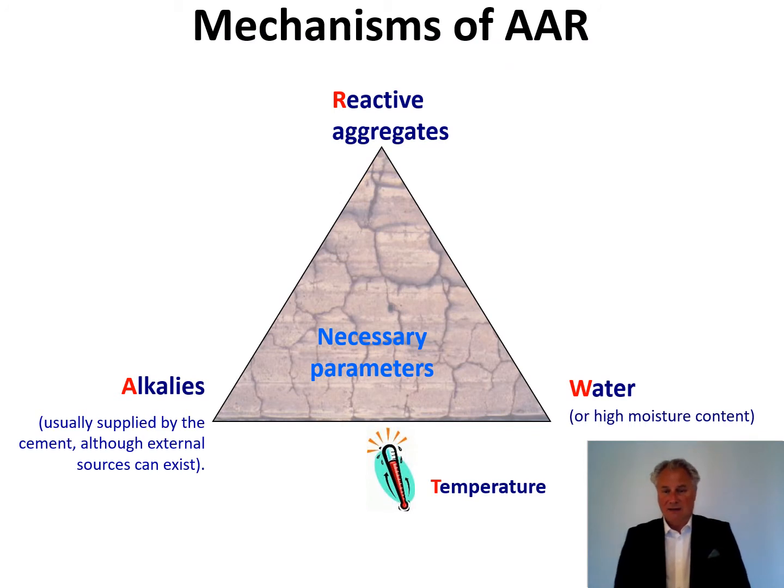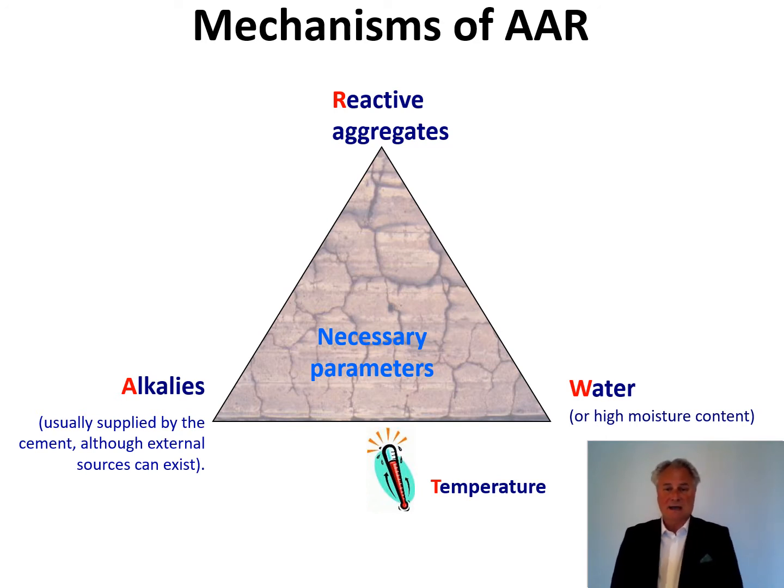Starting with the mechanisms behind alkali aggregate reactions. In order for the reaction to occur, you need to have 3 components. You have to have reactive aggregates, you have to have sufficient water in the concrete or high moisture content, and you have to have a certain amount of alkalis. If you take away one of these components, the reactive aggregates, nothing will happen.